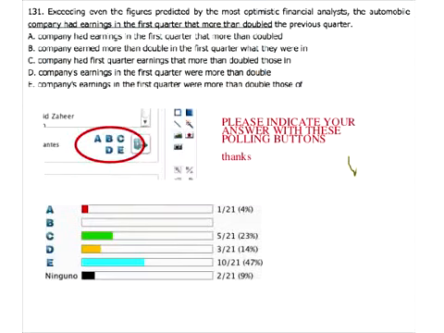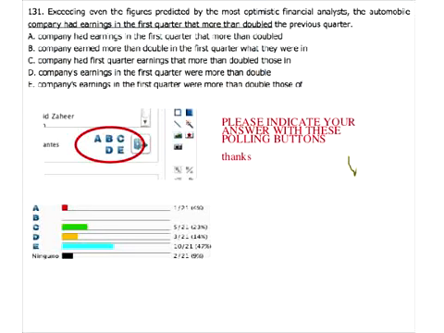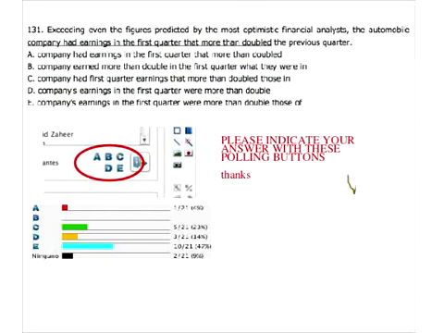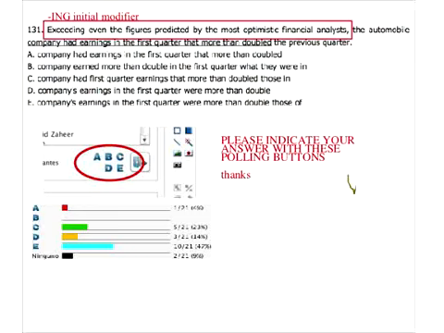Okay, again, when you have these initial modifiers, they have to modify the following subject. They have to be talking about the following subject. So this is another one that starts with ing. So this is exceeding even the figures predicted by the most optimistic analysts. So tell me, please, in the text box, what is the only thing that can reasonably exceed other figures?